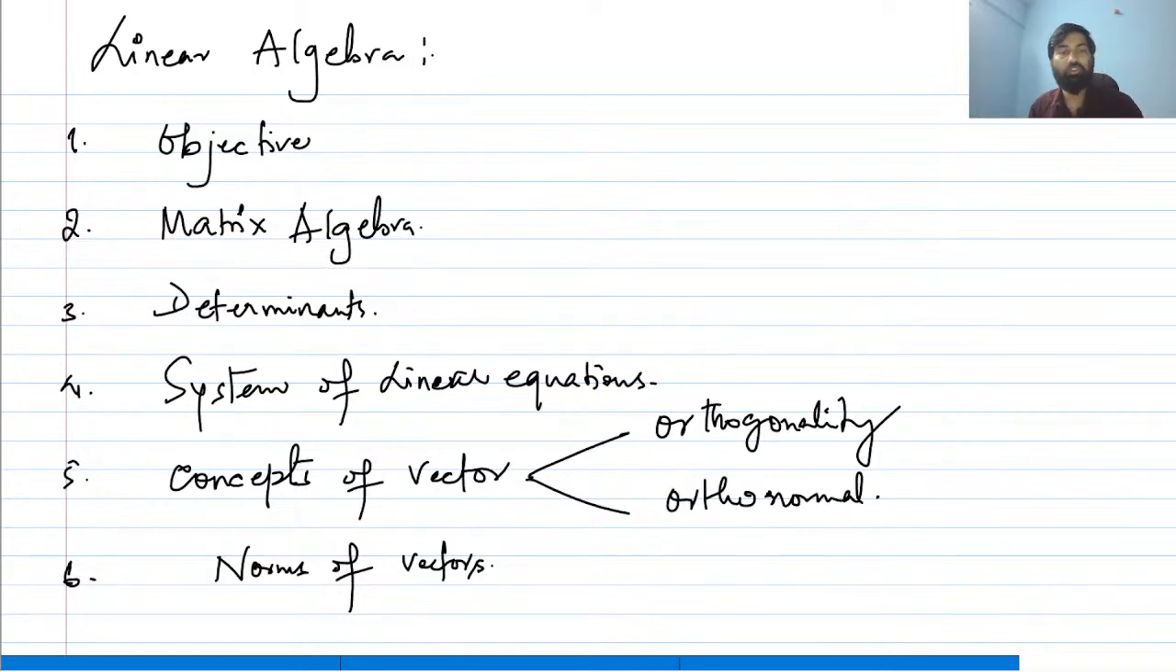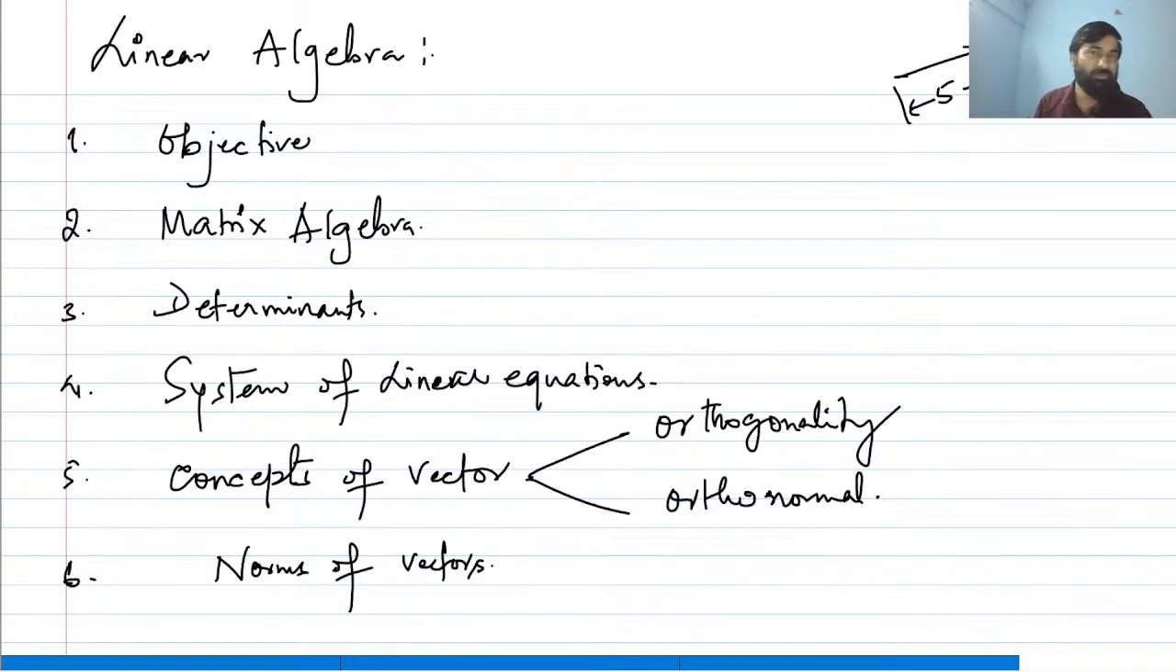So norm is basically a measure of the size of a vector. If you want to know the size of the vector, suppose I give you one vector here. If you want to find the norm of a vector, what is the size of the vector? Suppose this vector is of length 5, so you can say the norm is going to be 5.